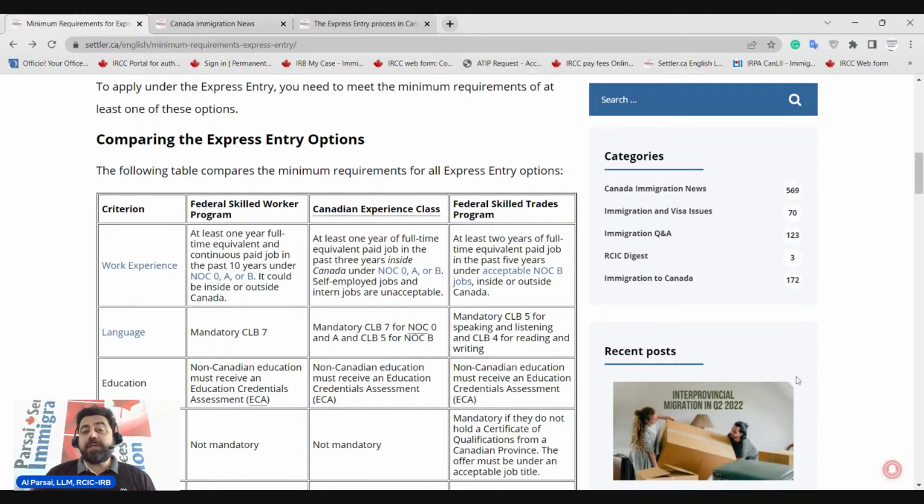In terms of language, it is mandatory to take the language test. The difference is that if your job experience was under NOC 0 or A, then the minimum requirement is the same as Federal Skilled Worker, which is CLB 7. But if the job is NOC B or C, then the minimum requirement is CLB 5. So that's much better. Keep that in mind though. Although you can enter the pool of Express Entry with a CLB 5 under Canadian Experience Class, your score will be very low and you cannot compete with the rest of the population. So you have to be very careful with that.